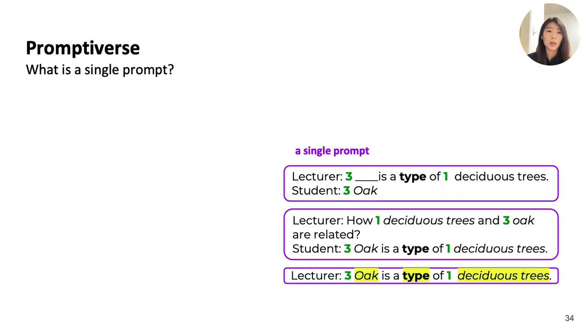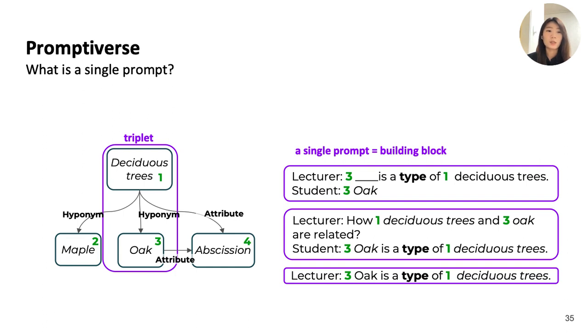The most basic mechanism for generating diverse prompts out of a knowledge graph is to first derive these single prompts from triplets in the graph, a pair of entities and their relationships. Diverse single prompts can be created out of triplets.